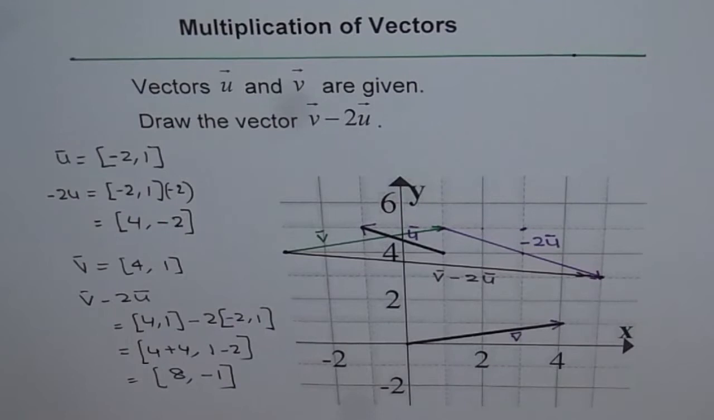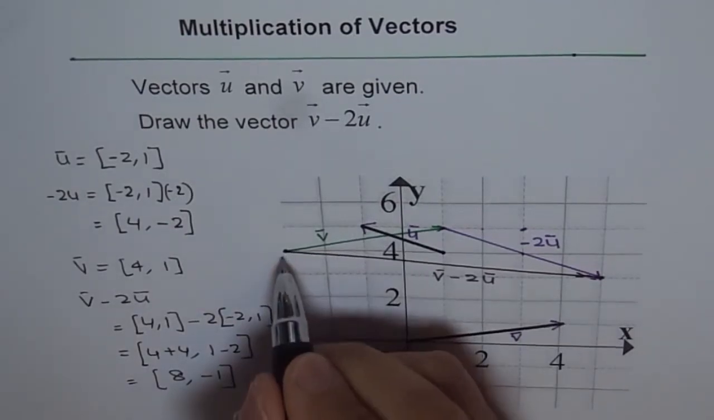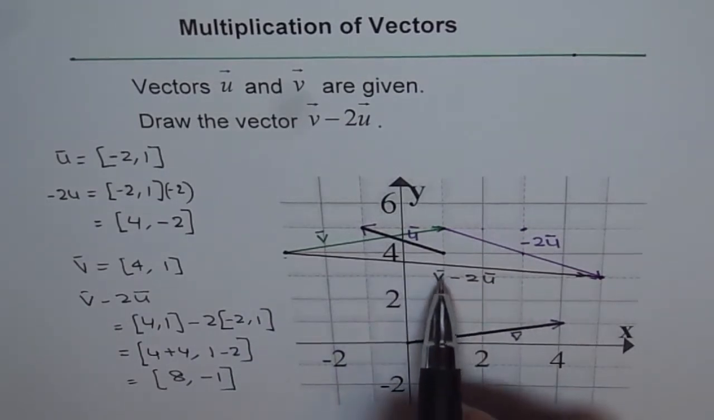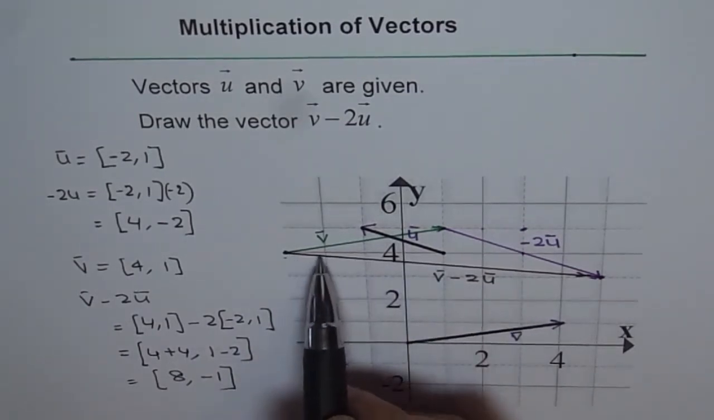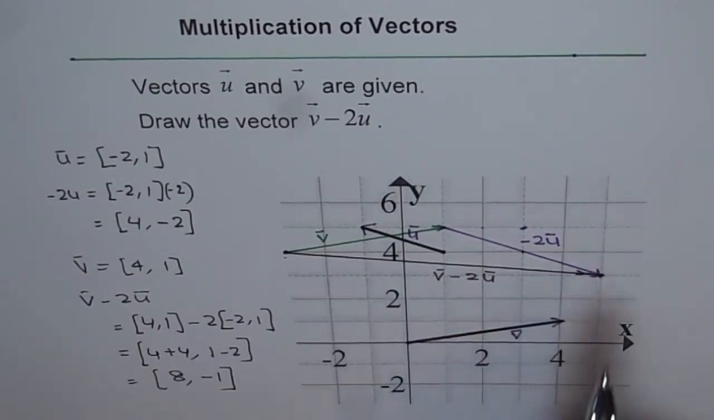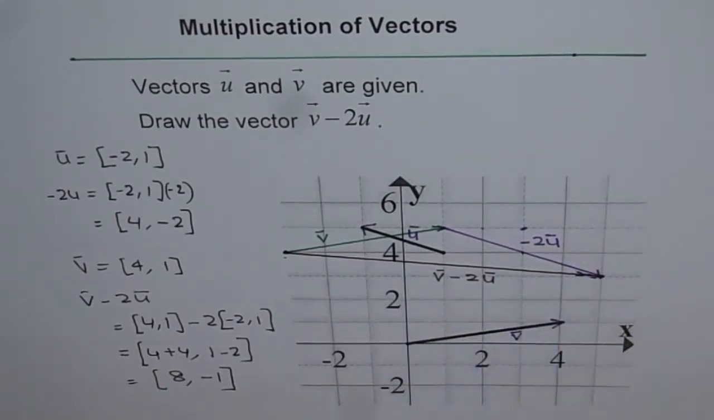Let's check. Did we get the same result? So starting from here, that's our starting initial point. That's the tail of our vector v minus 2u. 1, 2, 3, 4, 5, 6, 7, 8, minus 1. Perfect. So we can check algebraically whether our geometric drawing is perfect or not. It is, right? So these are different ways we can add and we can draw the vectors on the grid.